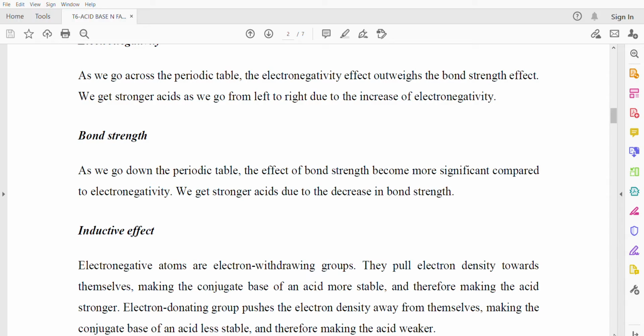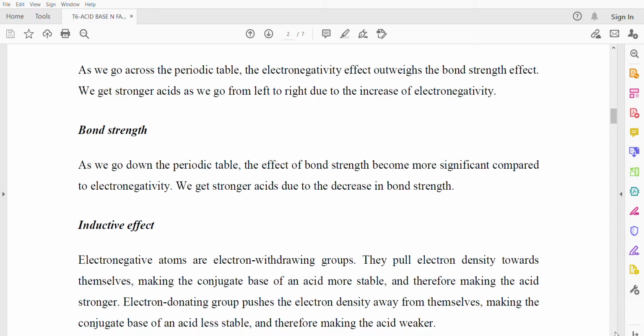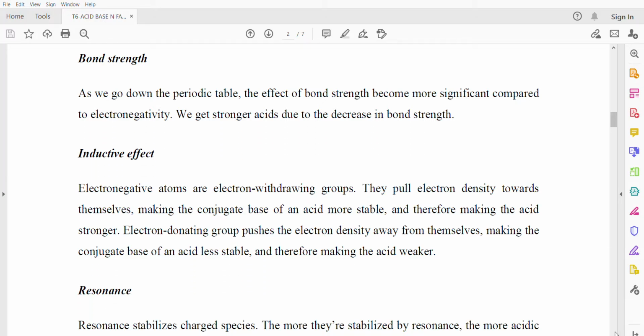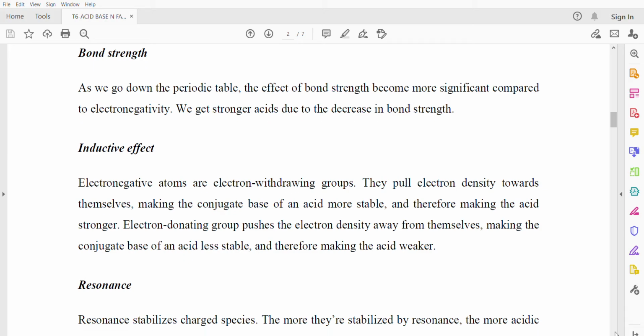That is why when we have to compare the acidity of p block elements going from carbon to halogens, electronegativity is considered: the more electronegative, the more acidity. But although hydrogen fluoride is more electronegative than iodide, hydrogen iodide is the strongest acid as compared to hydrogen fluoride due to the polarizability effect or bond strength. Okay, I hope you have understood it, because in previous classes I have given you this concept clearly. Now, inductive effect.